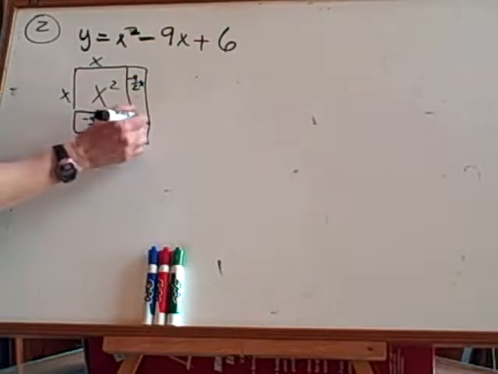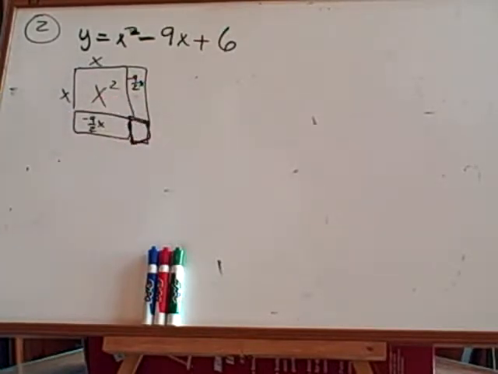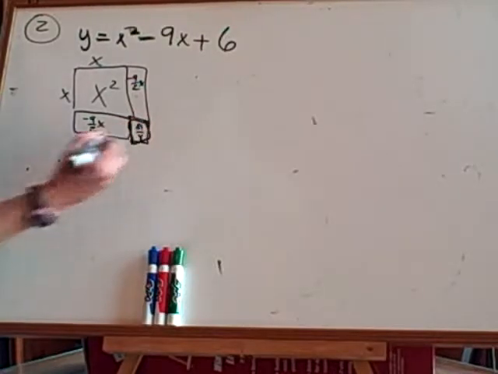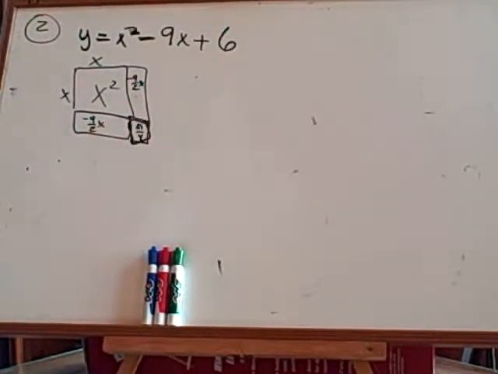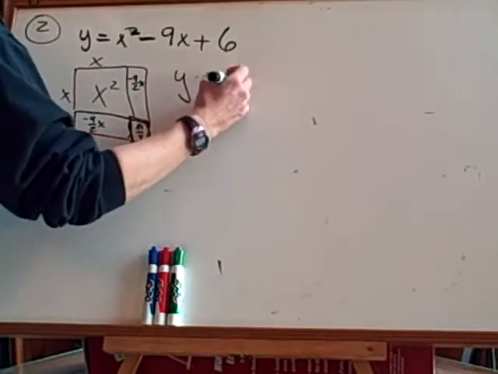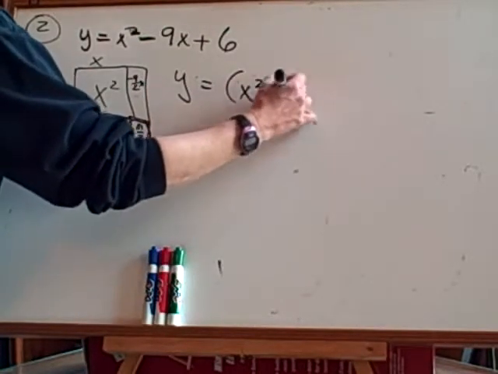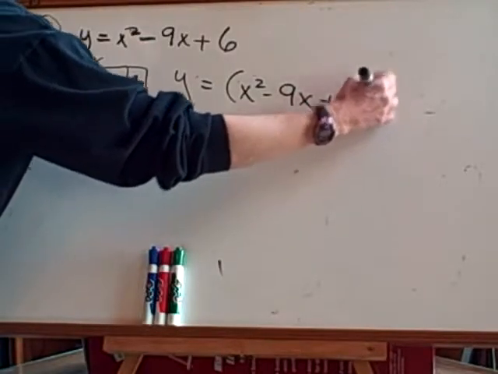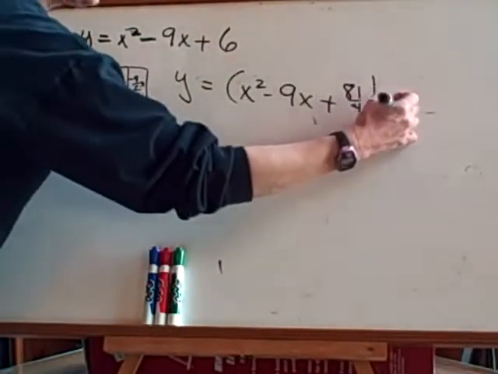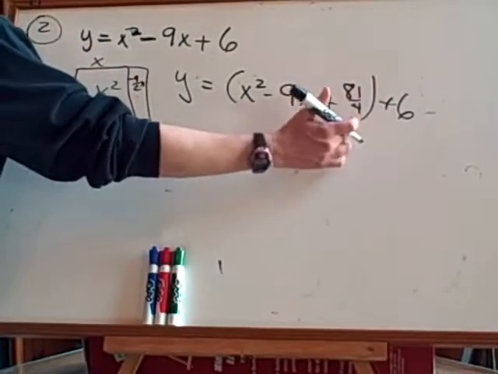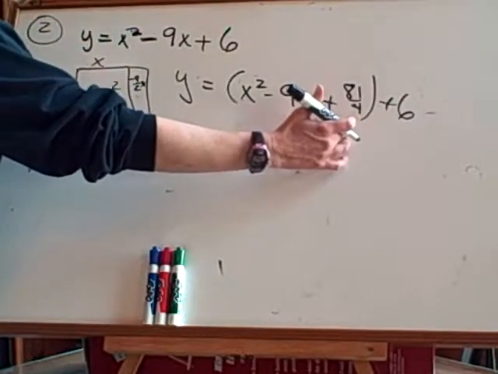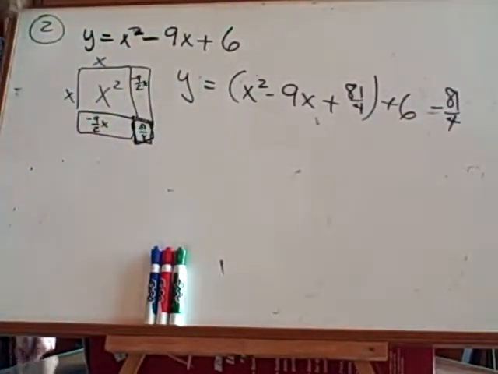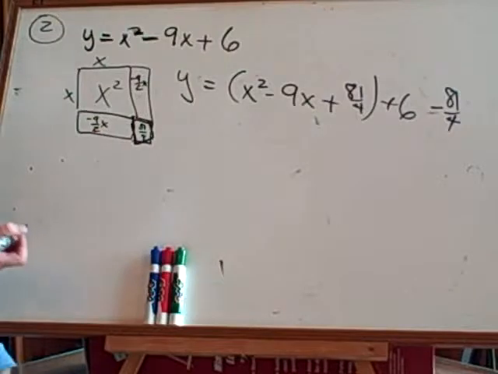All right. So what's going to go in this little place right here? 81 over 4, and it is a positive 81 over 4. Y equals, in parentheses, we're going to have x squared minus 9x plus, what goes here? 81 over 4. We want to write what we started with, which was the plus 6. Adding 81 over 4 is totally illegal, so we have to subtract 81 over 4 so that we've added a total of 0, which is totally legal.